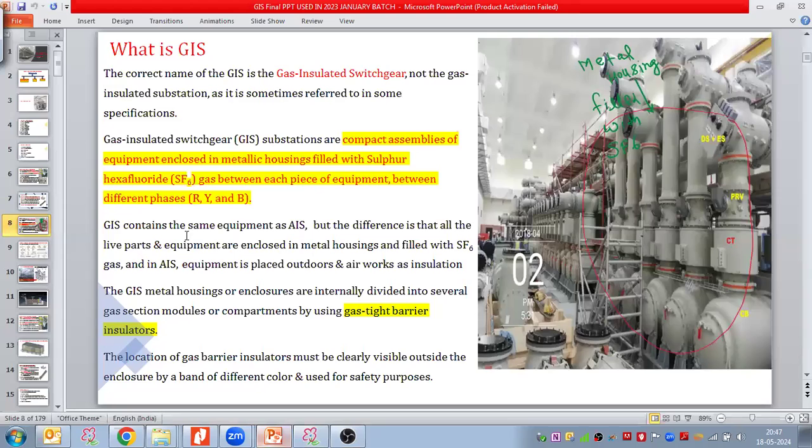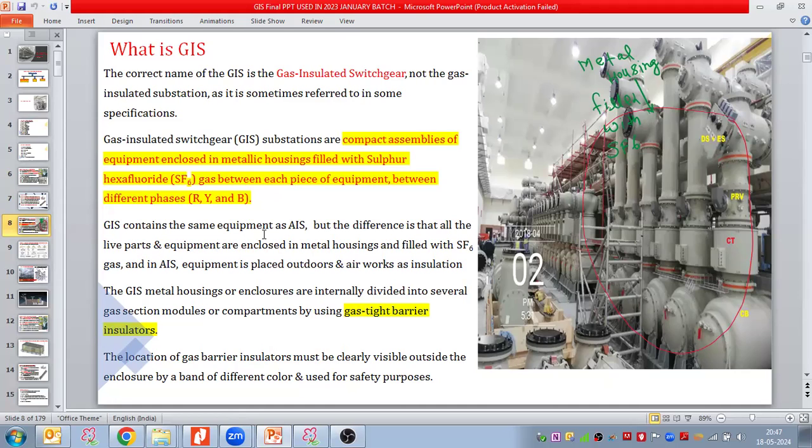Now, the gas insulated switchgear, GIS substations, are a compact assembly of equipment enclosed in a metal housing, and that metal housing is filled with sulfur hexafluoride gas, SF6 gas in short, between each piece of equipment and between different phases of the bay.